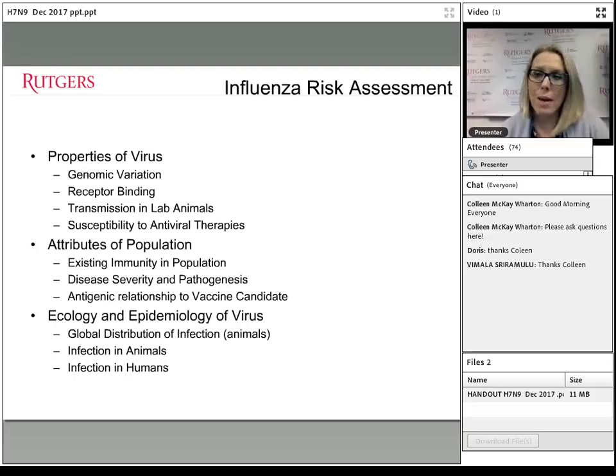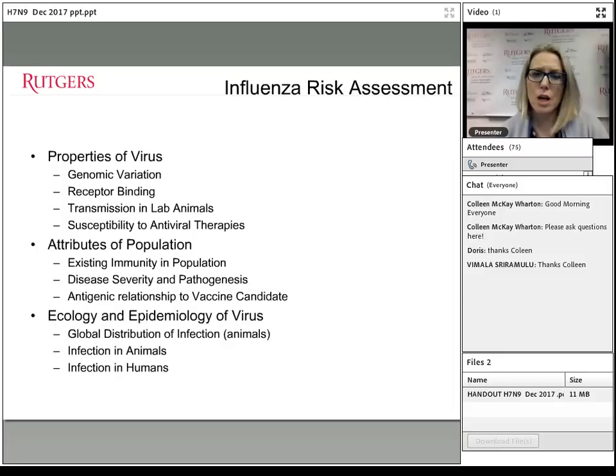They use the lab animal studies that they have on transmission to look at the transmissibility of the different viruses between animals. Typically, they study direct contact and also aerosol challenge. And then finally, they look at any susceptibility or drug resistance.